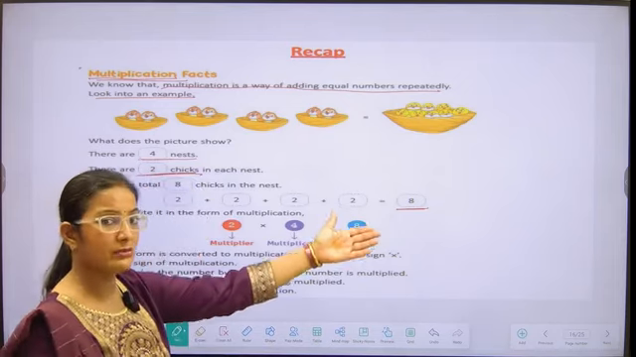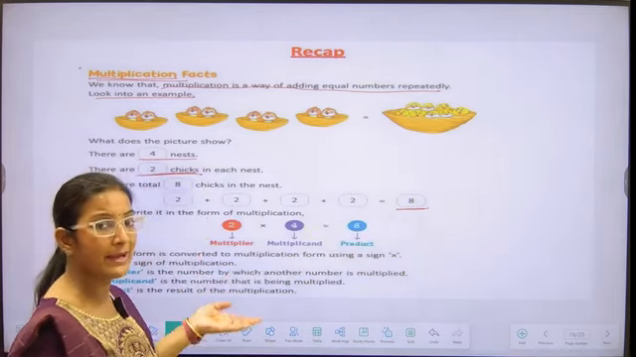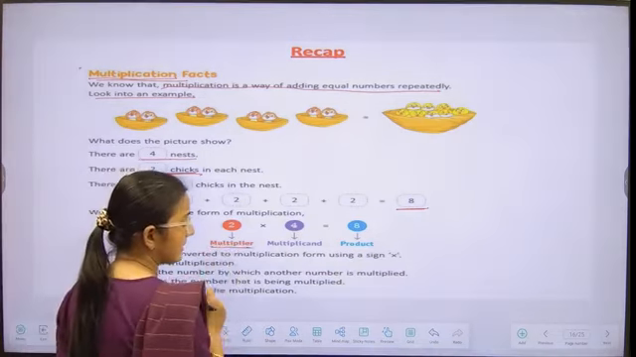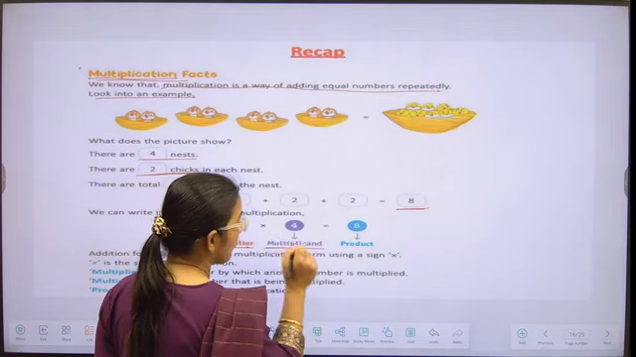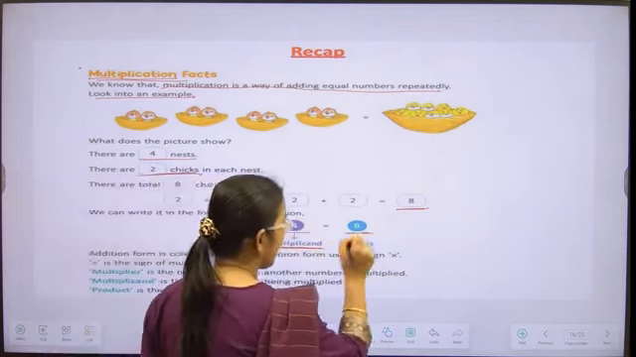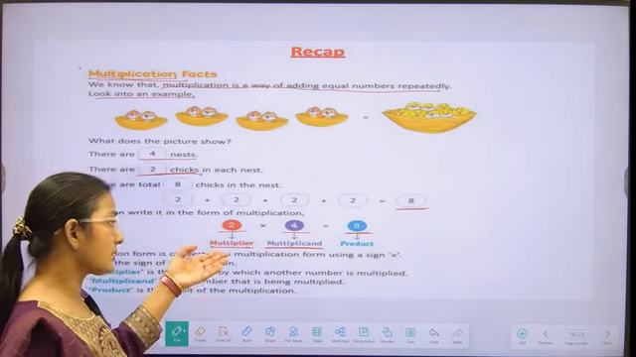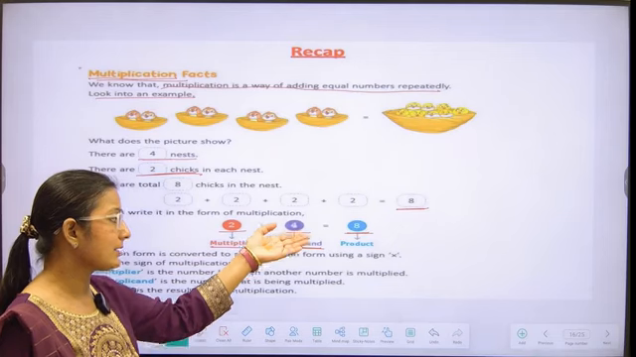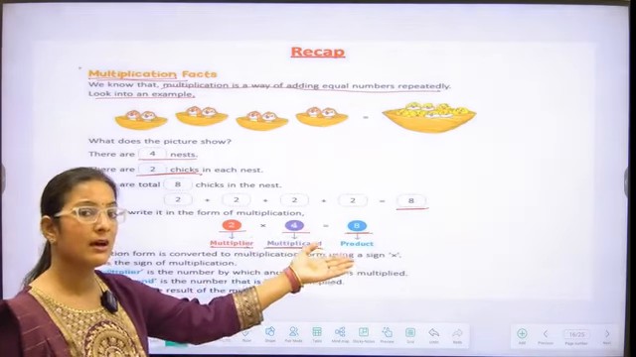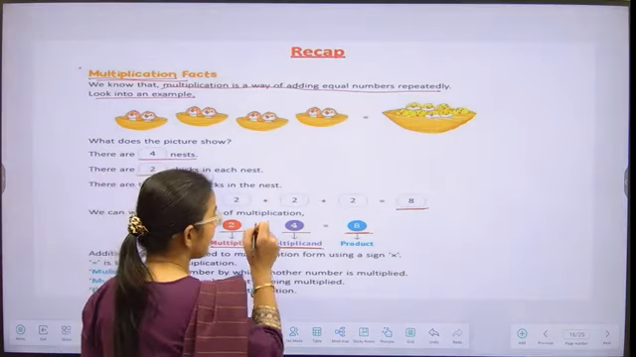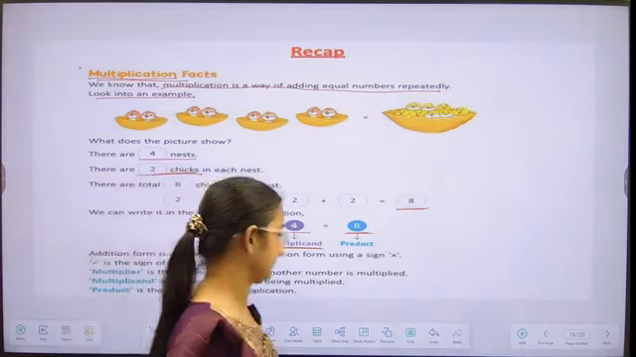And we can find the number of chicks with the help of multiplication also. So we have 2 chicks in one nest and we have 4 nests. So we can say that 2 multiplied by 4, I am getting 8, students. So 2 is called the multiplier, 4 is called the multiplicand, and 8 is called the product, students. And the sign of multiplication is a cross.